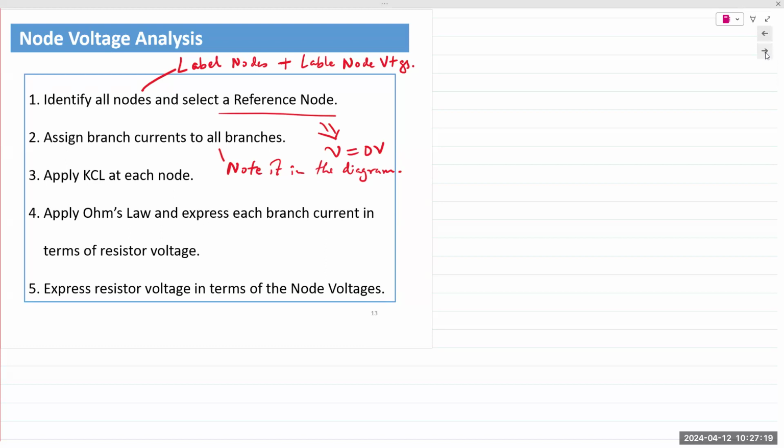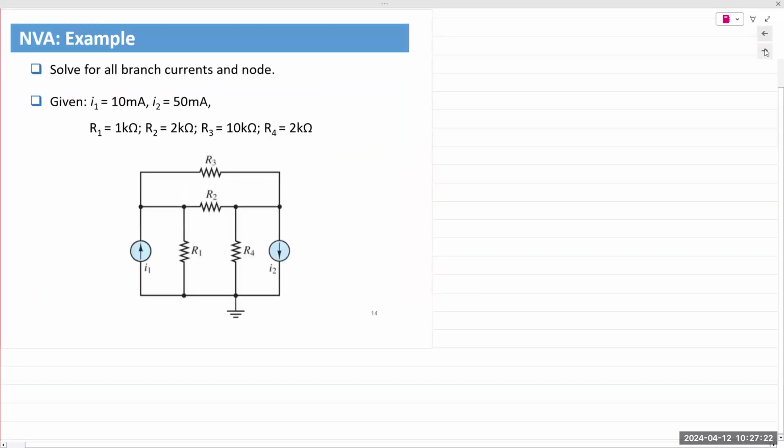Okay, let's see how the summary would help us solve this example. How many nodes do we see in the circuit? 1, 2, 3, 4, 5, 6, 7, 8, 9, 10. 10 nodes. I see some nods. I see some shakes. Somebody says 5. I say 10.